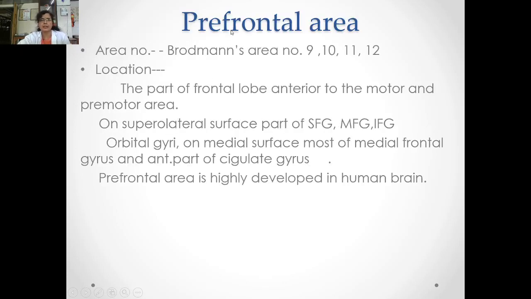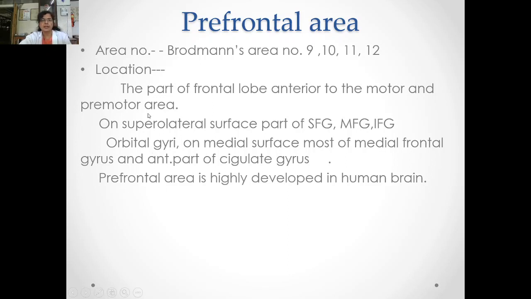The next area is the prefrontal area. Brodmann's areas number 9, 10, 11 and 12. Location: the part of the frontal lobe anterior to the motor and premotor area is occupied by this prefrontal area.